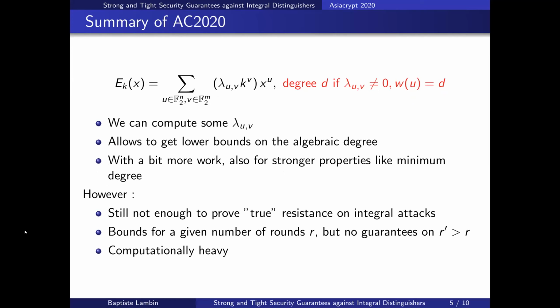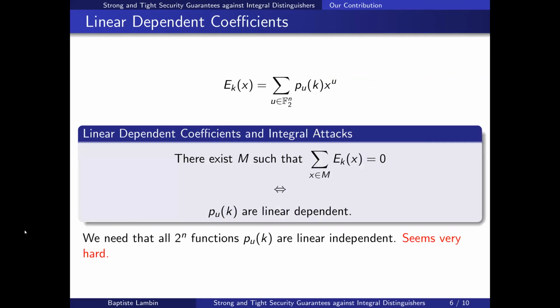And in addition to still being quite expensive in terms of computations, the bounds we gave were also only true for a given number of rounds without any guarantees on more rounds, which is a bit disappointing when you think about block ciphers. So in our paper this year, we address these three problems, and today I will only focus on the first one, and I encourage you to either watch the full video or read the paper for more details.